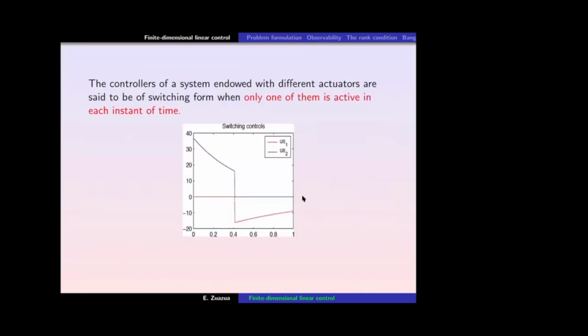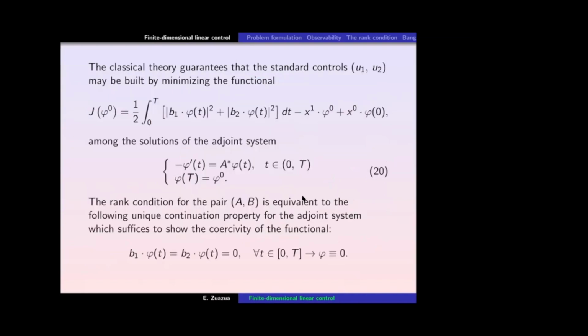Where we have a blue control that is acting during a time interval, and then only after the action of this first control has finished, then the second one will enter. And of course, this can be repeated again and again until the task is achieved. So you see, I go back to the classical case where you had the two controls acting simultaneously.